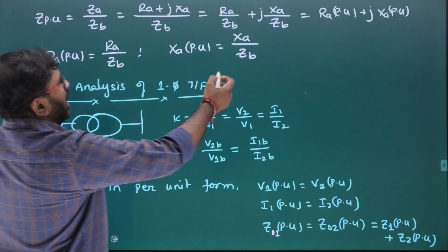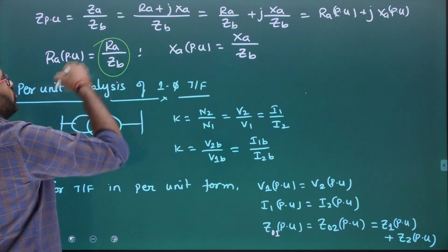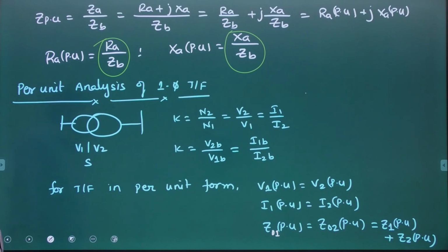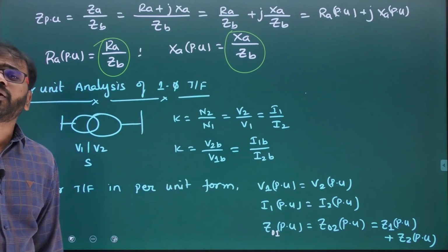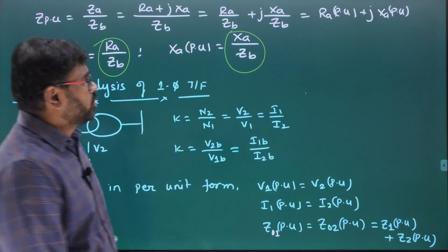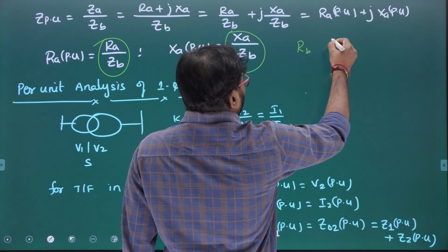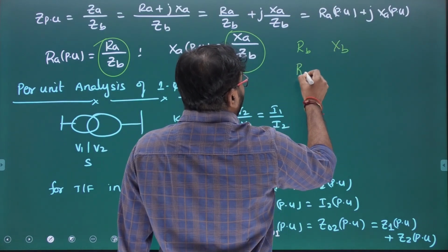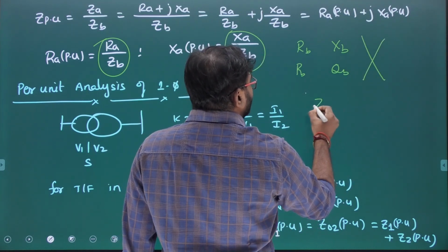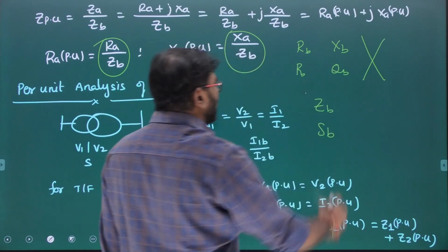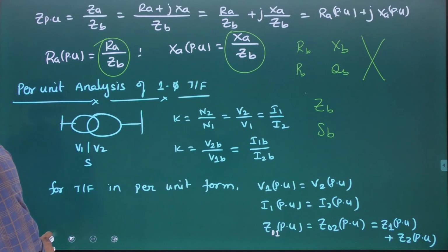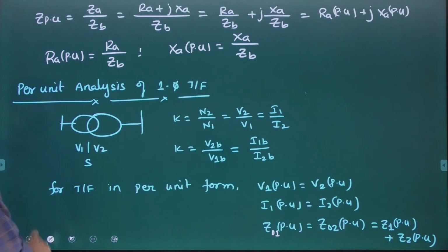Because R per unit is R actual by Z base, and X per unit is X actual by Z base. So the point is clear here. There is no concept of R base, there is no concept of reactance base. Only it is the Z base. So R base, X base, P base, Q base are not valid. What is valid? Z base exists and apparent power base exists. Clear? So that is the next important thing in per unit system.